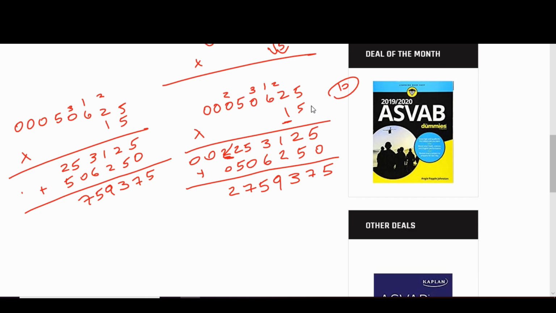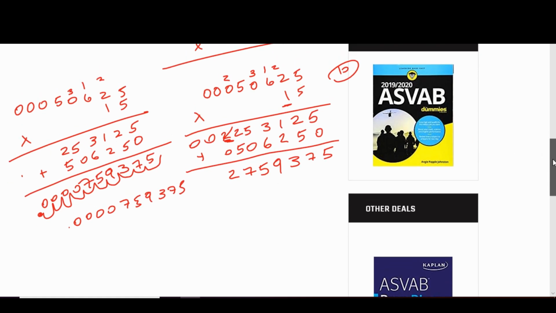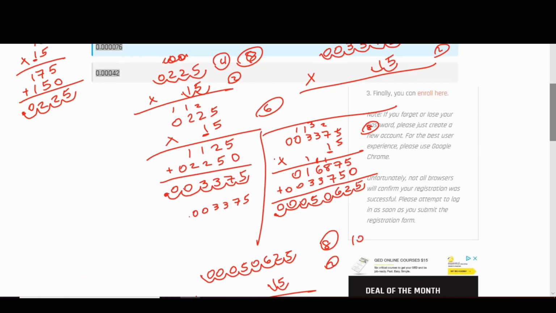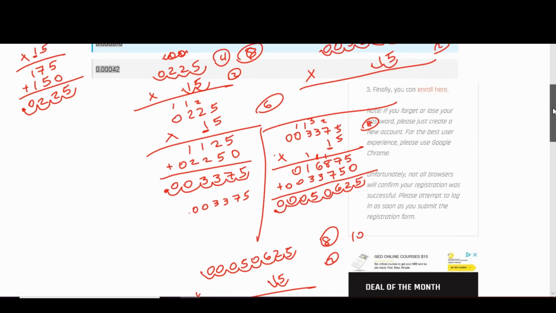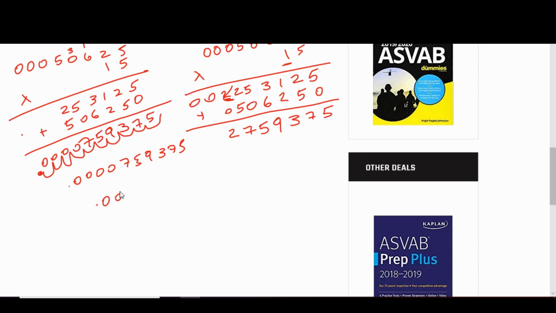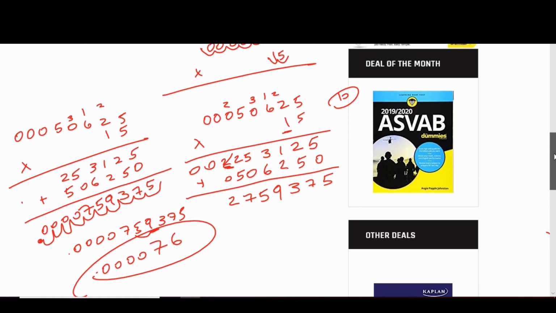Let's go ahead and add our 10 decimals back in. 1, 2, 3, 4, 5, 6, 7, 8, 9, 10. So we can see that this is going to be 0.0007599375, which, if you round it, is the same as 0.000076. This 9 kicks up, this 5 does 6. And there we have it.